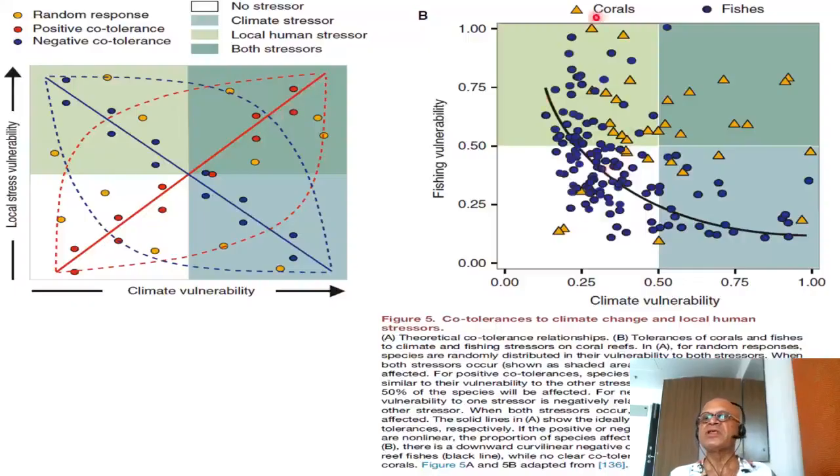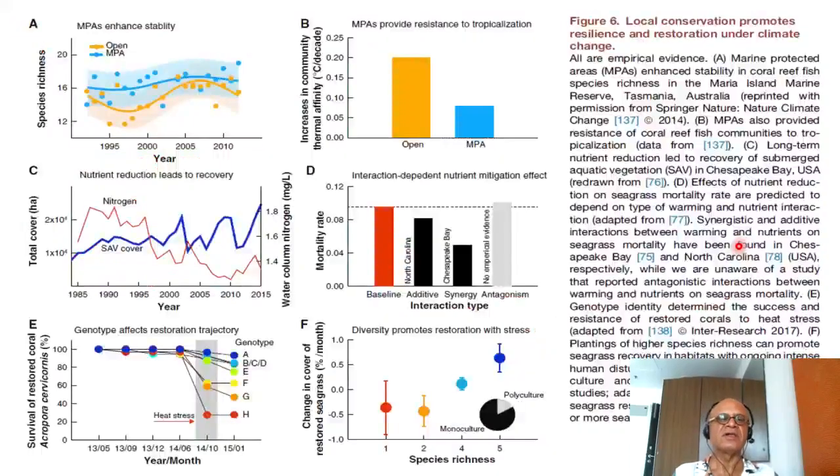And for fishing vulnerability for corals and fishes, you can see as climate vulnerability and local impacts merge, you can end up in this area with high vulnerability for fish and to climate, and somewhere here where fishing vulnerability is low but climate vulnerability is high. Those are the kinds of phase spaces that you can look at.